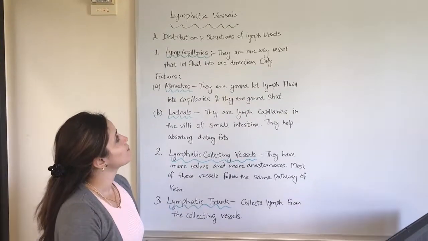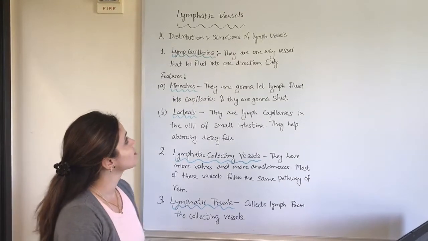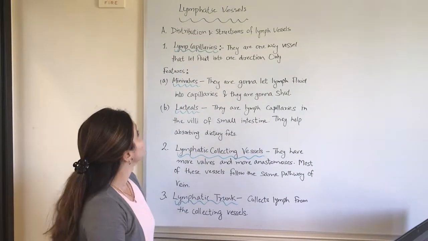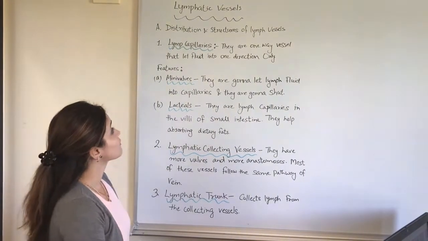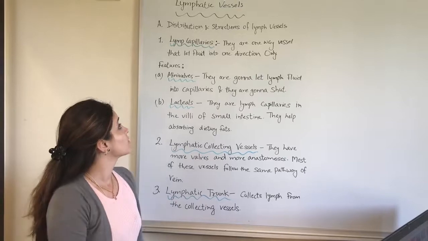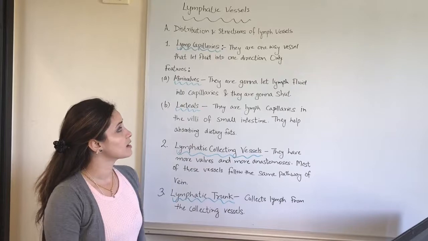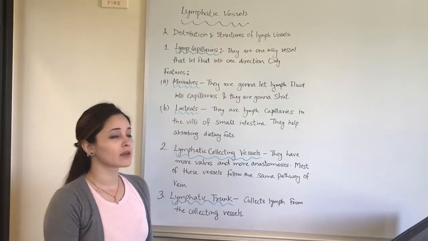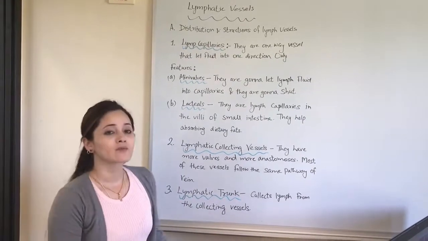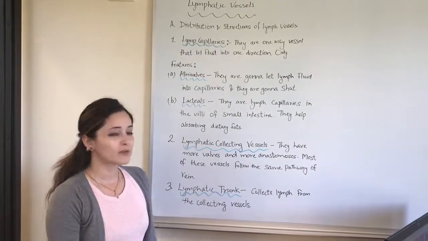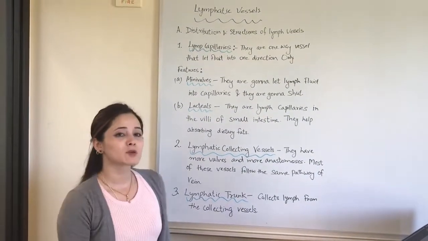Alright, we'll go over lymphatic vessels. In lymphatic vessels, we're going to talk about distribution and structures of lymph vessels. We have lymph capillaries. They are one-way vessels that let lymph fluid move in one direction only. And then the features inside of lymphatic vessels, we have mini valves. They let lymph fluid into capillaries and then shut once they let the lymph fluid in. Then we have lacteals. Lacteals are lymph capillaries in the villi of the small intestine and they help absorb dietary fats.